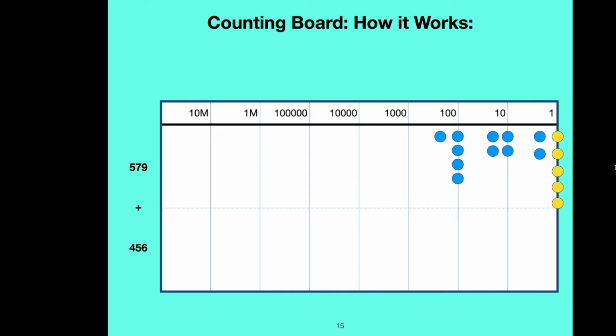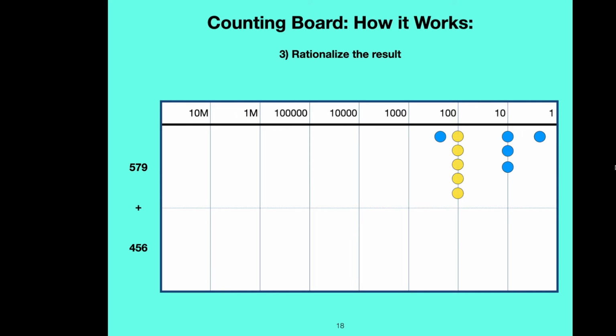We have to take them off the board and substitute them with a single counter in the space to the left. And then we now have 2 counters in the space, and we have to take them off and substitute them with a single counter on the next line to the left. And now in the tens column, we also have 2 counters in the space. We have to take those off and substitute them with a single counter on the 100s line.